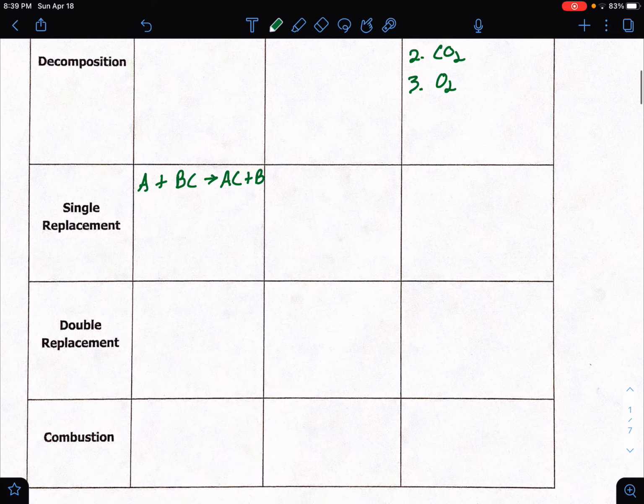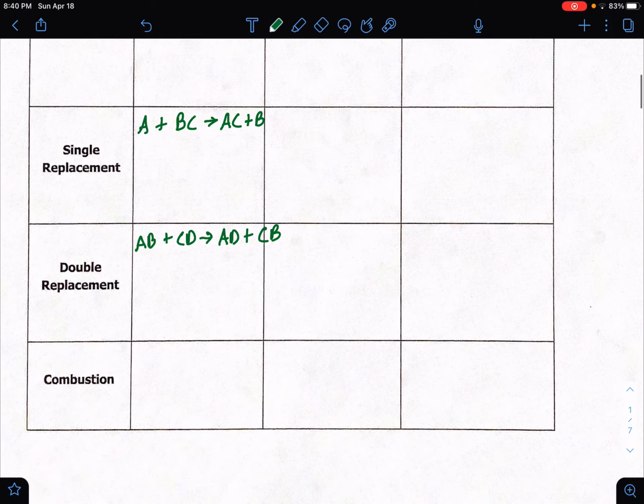Okay, double replacement is when you have a pair, A and B, and another pair, C and D, and this is just called a partner swap. Now A is going to go with D, and C is going to go with B. Double replacement usually looks the most complicated because you have the most stuff, but all it is is a partner swap.